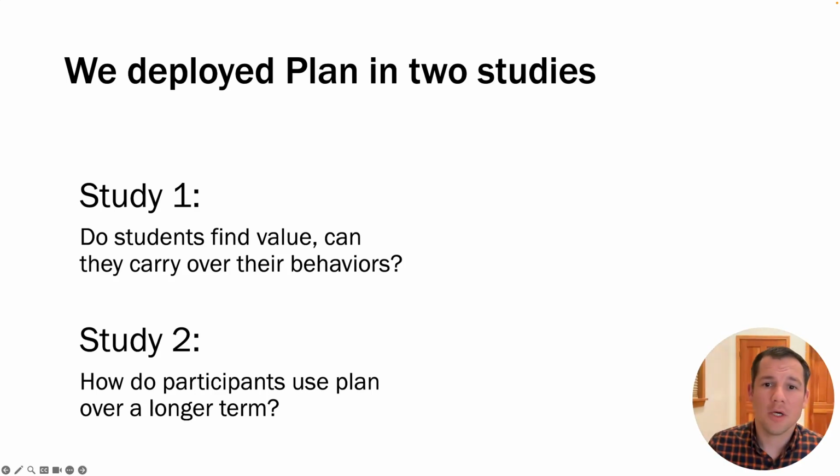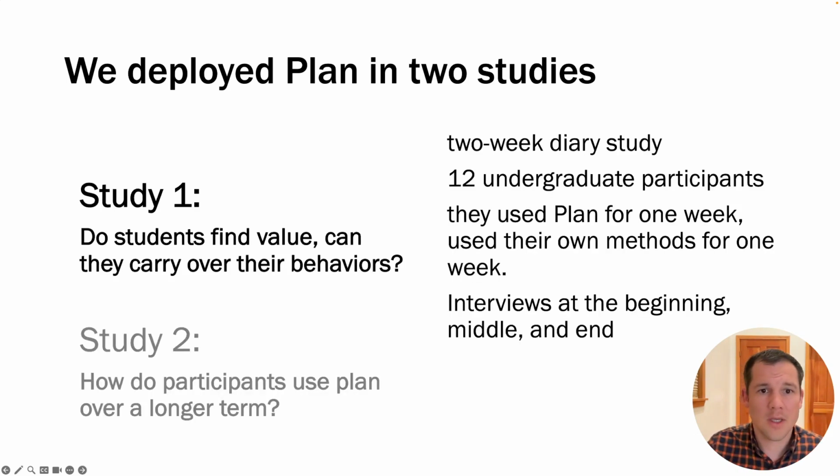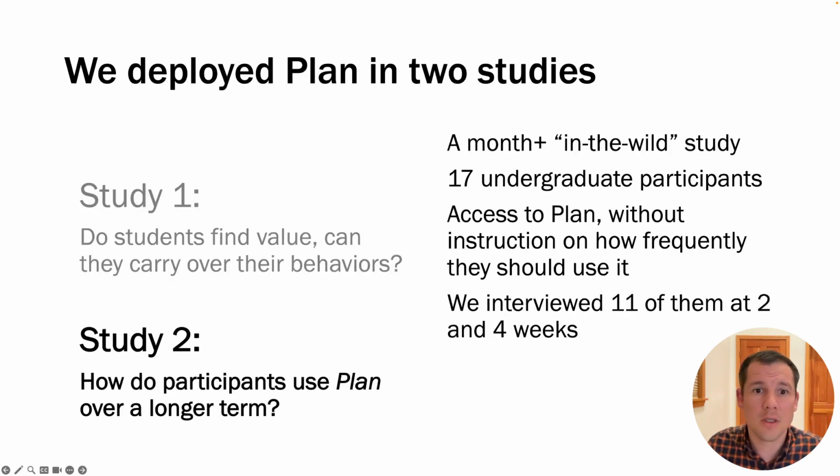We deployed Plan for undergraduate students to use in their everyday lives in a series of two studies. In study one, 12 participants used Plan for 1 week and used their previous approach without Plan for 1 week. We interviewed them 3 times during this study, and our goal was to see if students found value in Plan's features. In the second study, 17 students downloaded Plan and used it for more than a month. 11 of those students participated in 2 interviews we conducted with them. Our goal here was to build on positive findings from study one and to see how participants used Plan over a longer term.